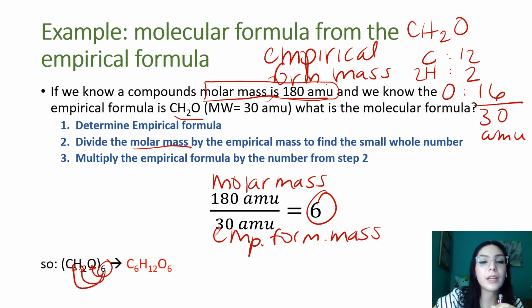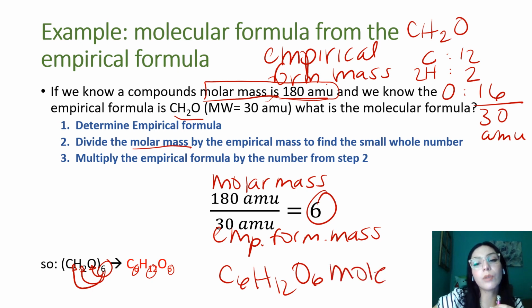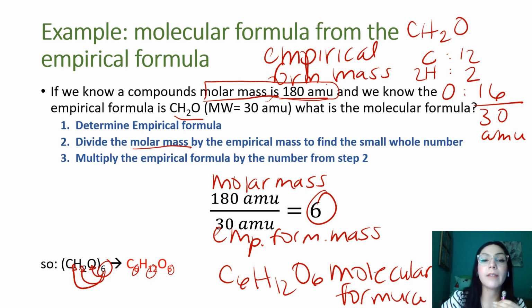So that's where you're getting that C6H12O6. This C6H12O6 is the molecular formula. So again, it's a multiple of our empirical formula. In this case, it's times 6.